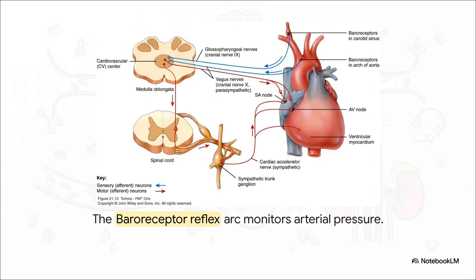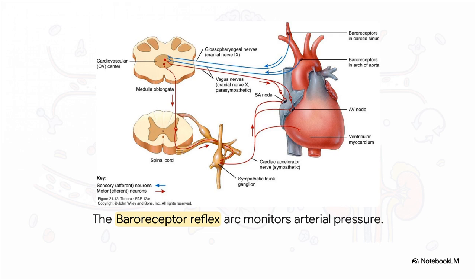But how does the brain actually know what's going on out there in the body? Well, it gets its intel through sensory neurons called baroreceptors. Operating on a reflex arc, these sensors are strategically located in the carotid sinus in your neck and the aortic arch right above your heart. They are constantly monitoring your arterial pressure.